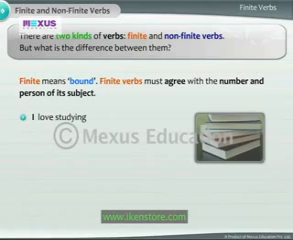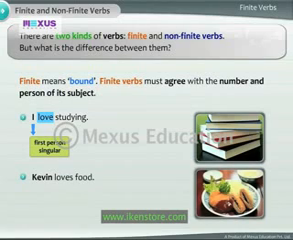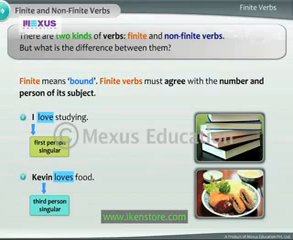I love studying. In this sentence, the finite verb love agrees with the subject I. I is the first person singular. Now look at this sentence. Kevin loves food. The finite verb loves in this sentence agrees with the subject Kevin. Kevin is the third person singular. So we can see that the finite verb agrees with the subject completely.